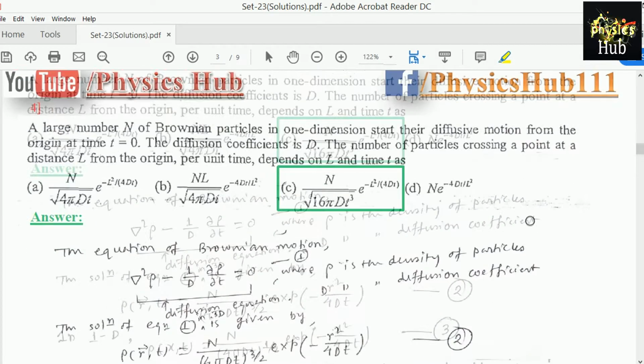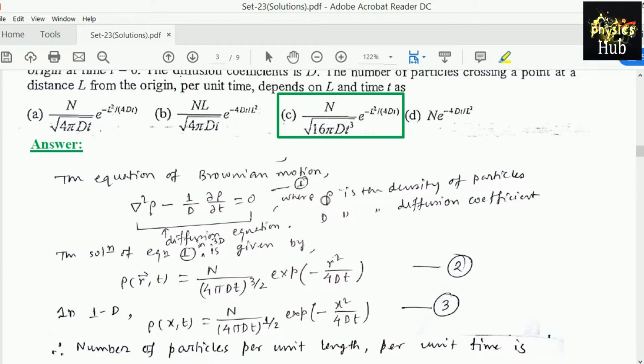As we know, the equation of Brownian motion is del squared rho minus 1 by D del rho by del t equals 0, where rho is the density of particles and D is the diffusion coefficient. This equation is called the diffusion equation. The solution of equation 1 is given by rho of r, t equals n by (4 pi D t) to the power 3 by 2, exponential minus r squared by 4Dt. This is in 3 dimensions.